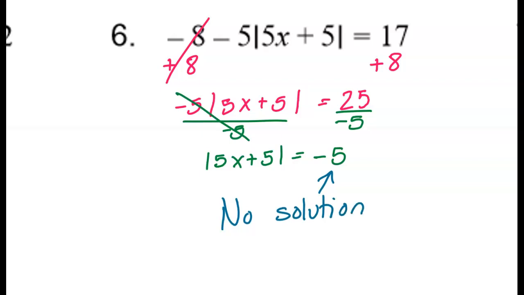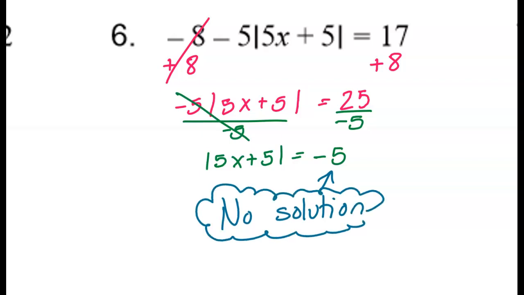I actually love these. Why do you think I love these? It's way less work. As soon as I see it's equal to a negative number, I know I don't have to go about solving two equations. I'm done. I just say no solution, move on. But it's only when the absolute value all by itself is equal to a negative number. That's when I can put no solution.